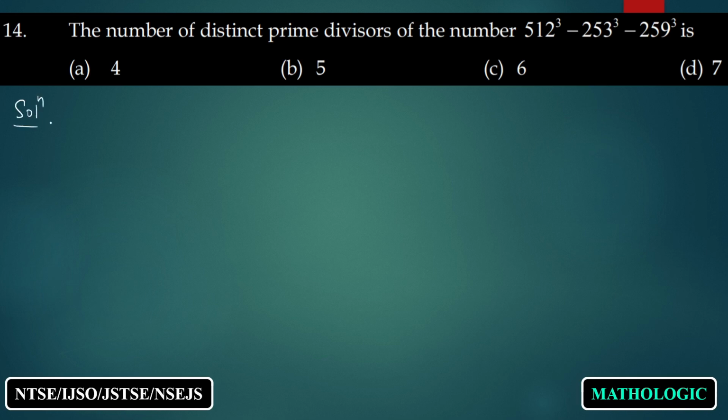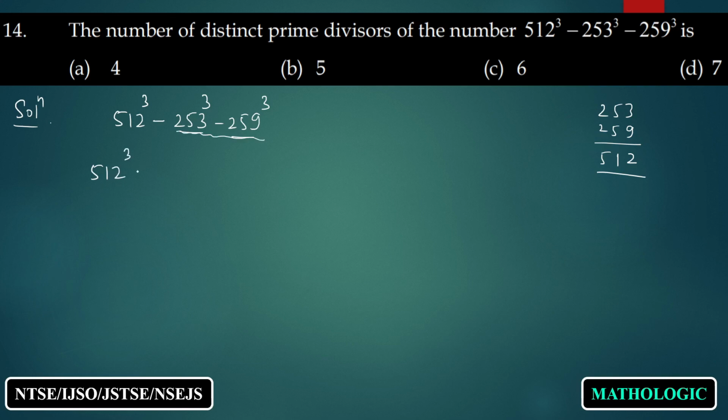The solution will have 512 cube minus 253 cube minus 259 cube. If you look at these numbers, there is some property between these two numbers. If we add them up, 253 plus 259, this will give us 9 plus 3 is 12, 2 here, 1 carried, and 2 plus 2 is 4, plus 5 is 5, giving 512. So these two numbers add up to the same number as over here. So I can write 512 cube minus 253 cube plus 259 cube, where I have taken minus common from these two numbers like this.